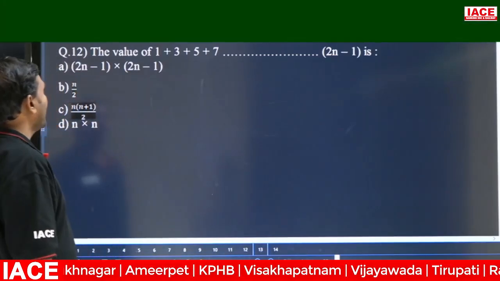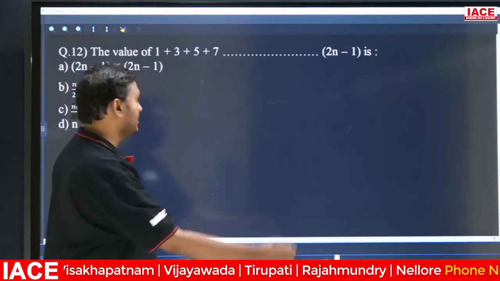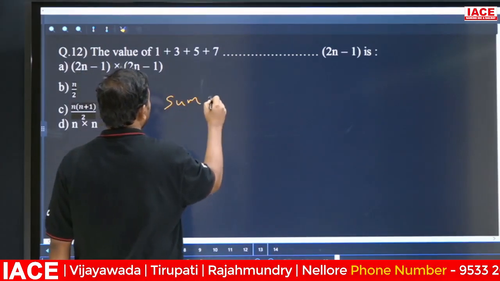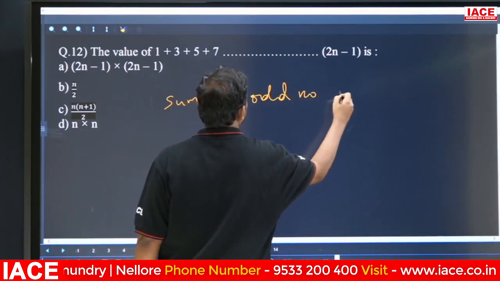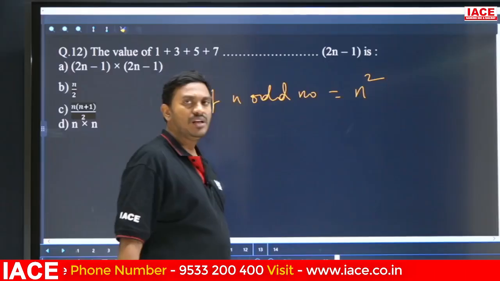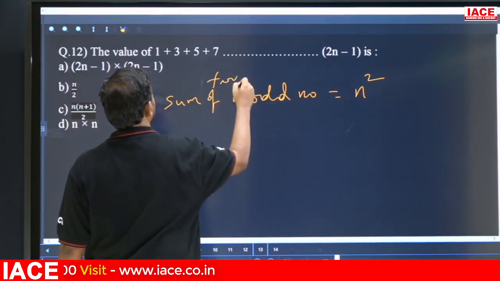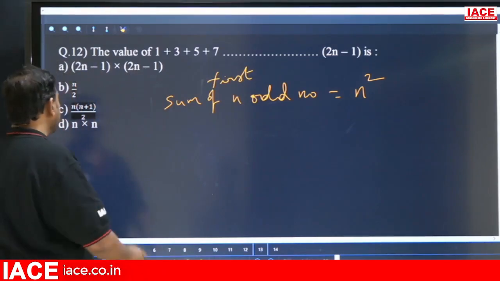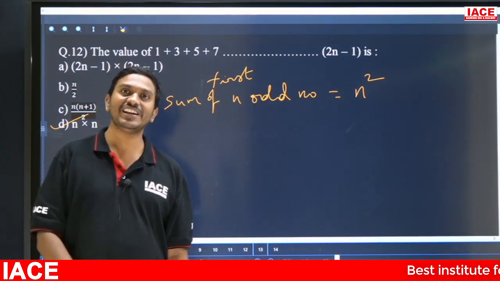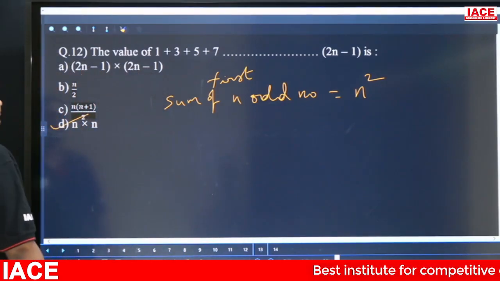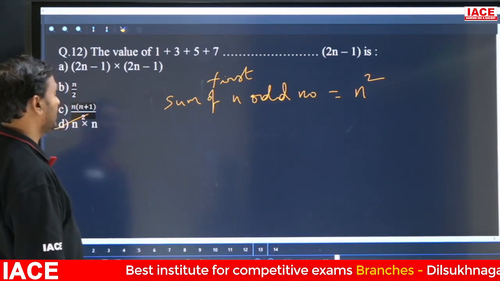12th question, see, it's a progression question. So the question we got from progression, and it's a very simple point. 1 plus 3 plus 5 plus 7 and so on. The sum of n odd numbers. What is the formula for the sum of n odd numbers? N square. The sum of first n odd numbers formula is n square. So directly option D is the right answer. Direct formula is given. So in progression, direct formula is given. Right? Then, but he has given up to 2n minus. Right. Whatever it is.